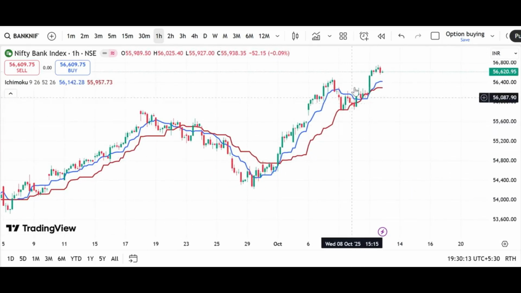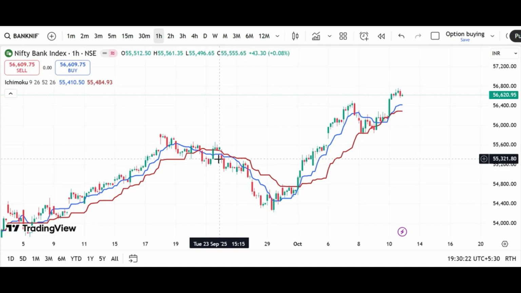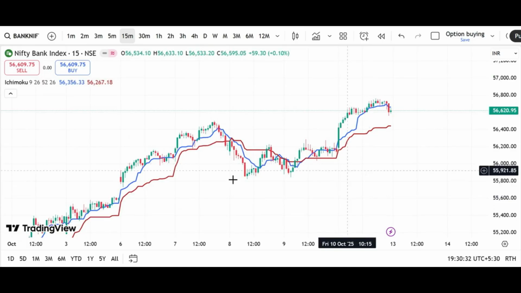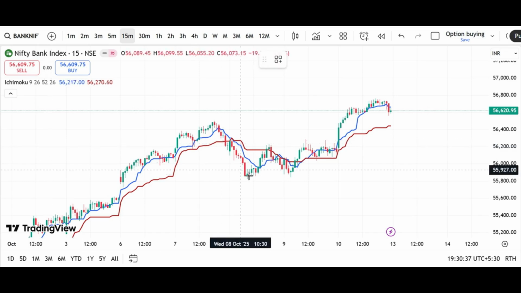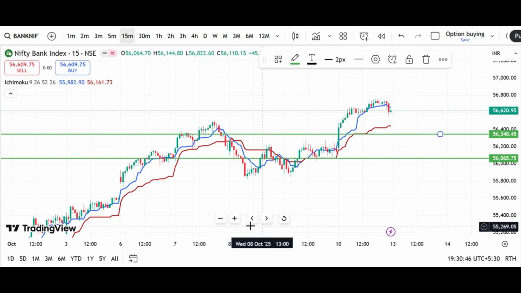So when we want to draw the support and resistance, all you have to do is take out everything else except the Kijun-sen and the Tenkan-sen. If you're looking to draw support and resistance on the higher time frame, take it for 1 hour. Or if you're going to do intraday trades, you can take it for 15 minutes. And if you see all these levels, they will act as supports if price is above and resistance if price is below.